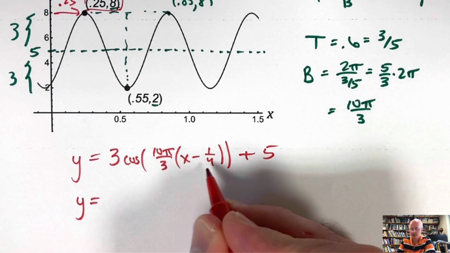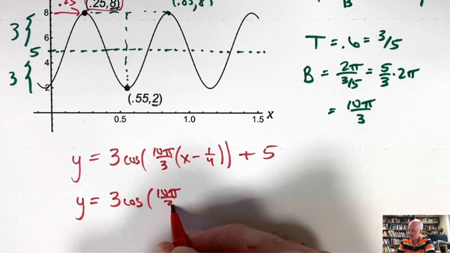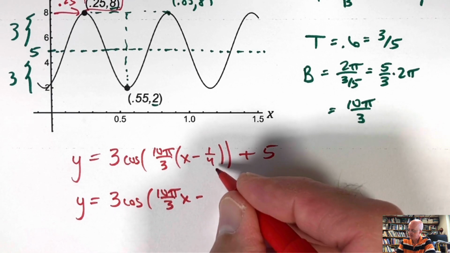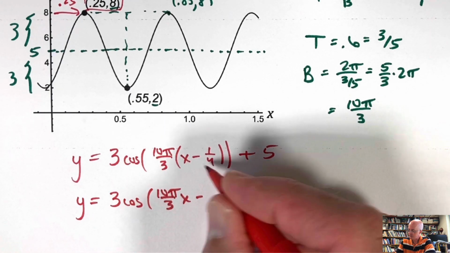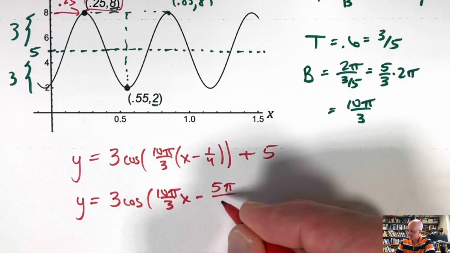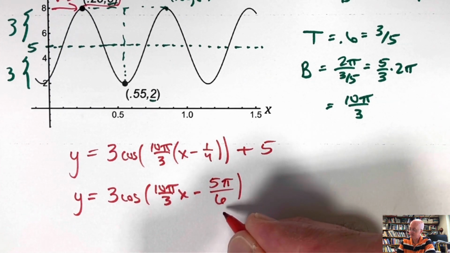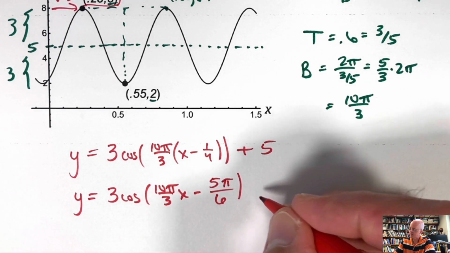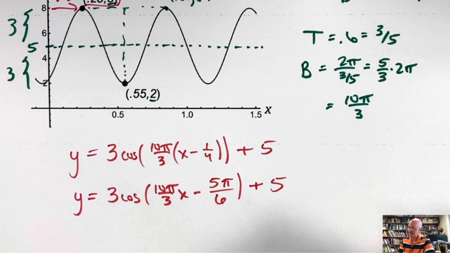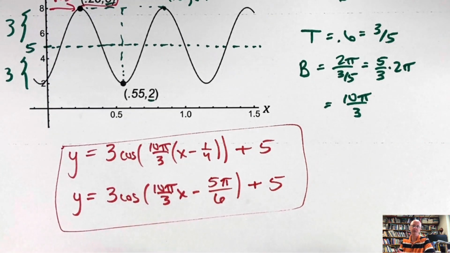Let's distribute the 10 pi over 3 through the parentheses there. 3 cosine of 10 pi over 3 x minus, multiply those, you'll get a little bit of cancellation. The 4 will cancel with the 10, giving you 2 and a 5. Looks like 5 pi over 6. The phi from the previous problem would be negative 5 pi over 6. Phi is sometimes called a phase angle. Plus 5. So if I've not made a mistake, just double checking things, this looks good, yes. And either one of these answers is okay, and you can check it by graphing.